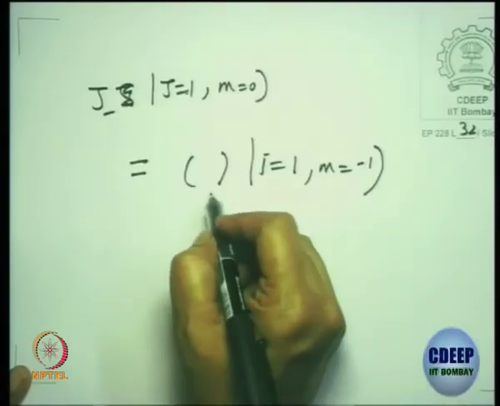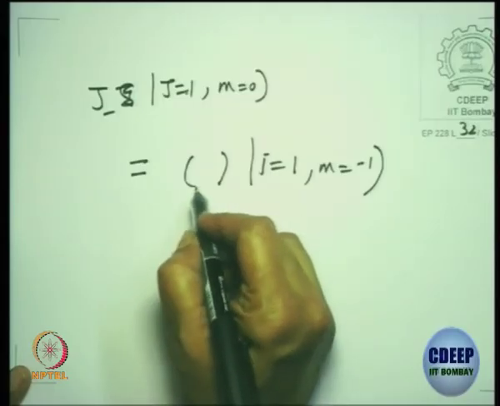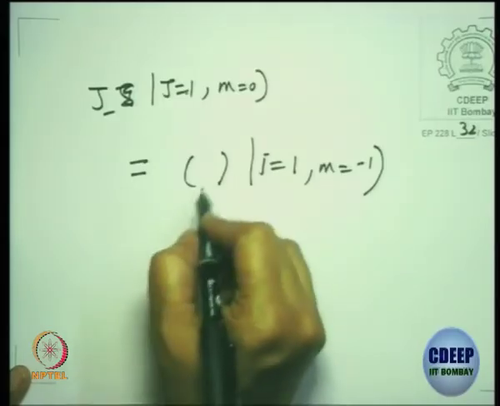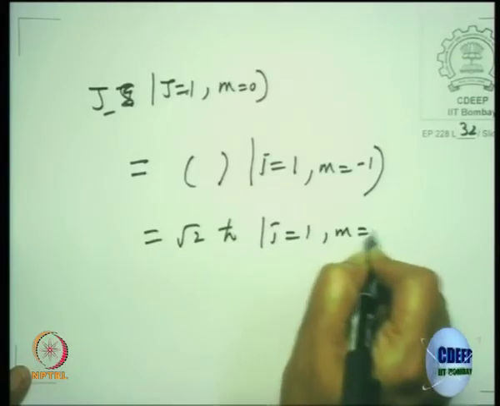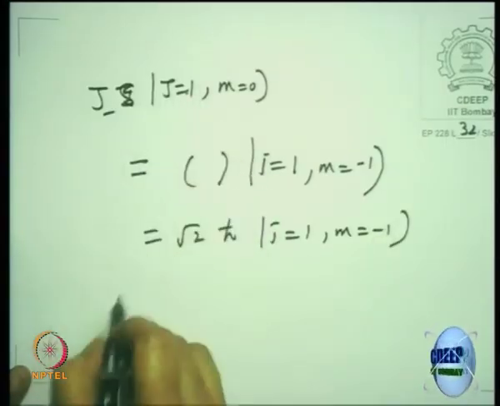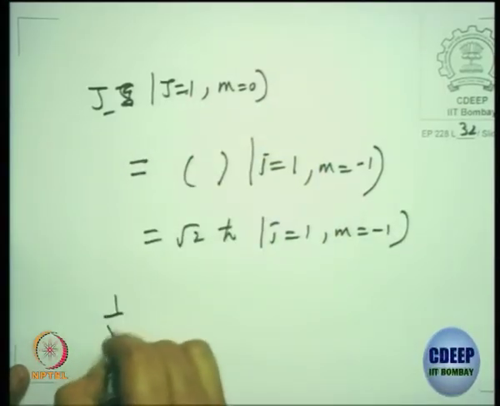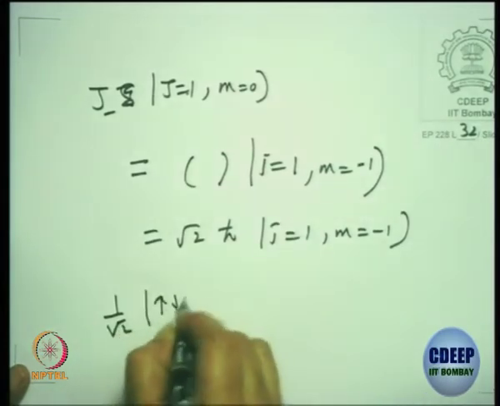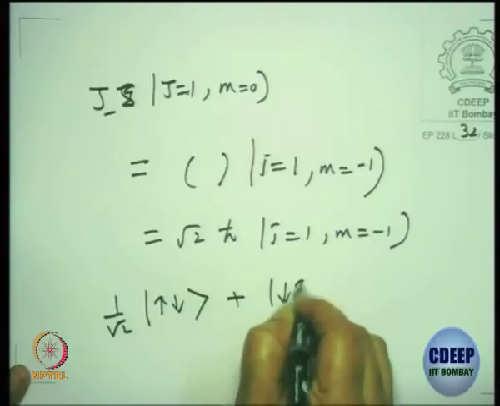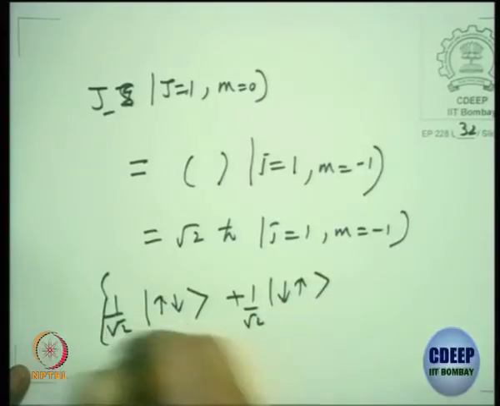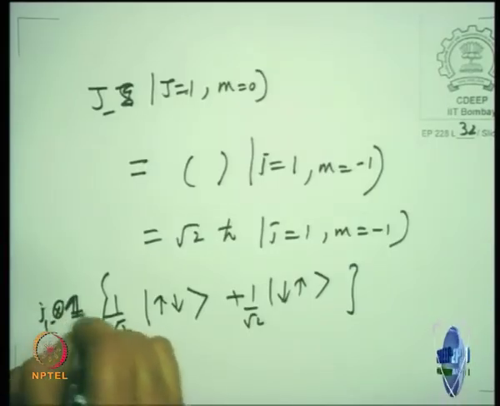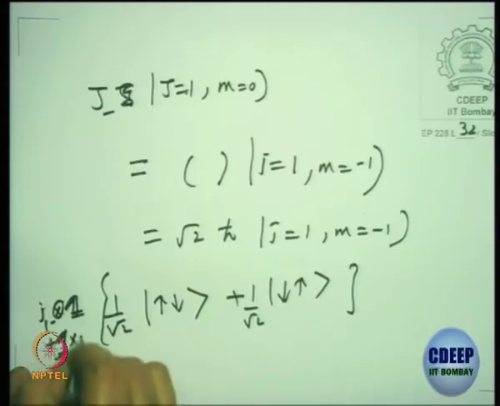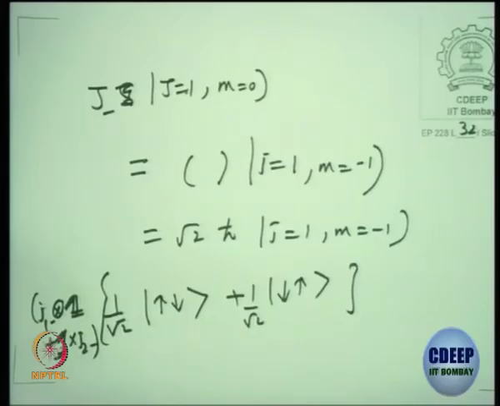Okay. What is that coefficient? Yeah, what is this number? Root 2 ħ. So do the same thing. J equal to 1, M equal to 0 is actually 1 over square root 2 times (up down plus down up). On this you operate your J1 minus cross identity plus identity cross J2 minus. Do this. What do you get?